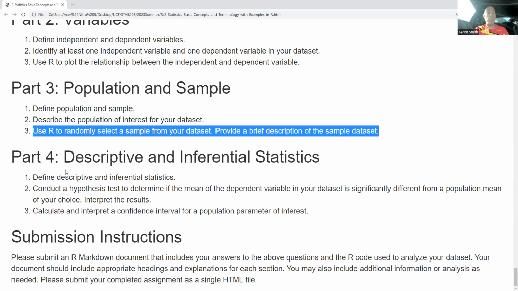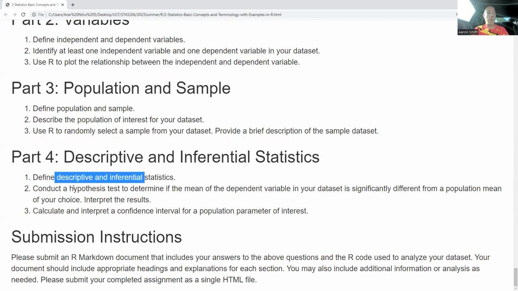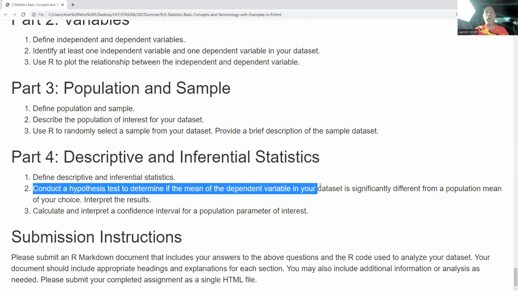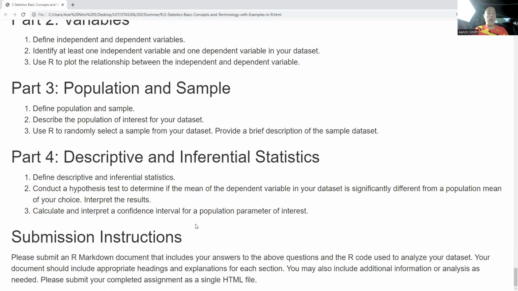Then part 4, we're going to do something with descriptive and inferential statistics. So we'll describe descriptive and inferential statistics. We'll conduct a hypothesis test to determine if the mean of the dependent variable in your dataset is significantly different from a population mean of your choice. Pick a number that's reasonable. Interpret the results. Calculate and interpret a confidence interval for a population parameter of interest. You can use t.test to accomplish this.